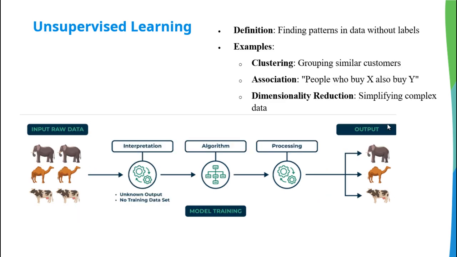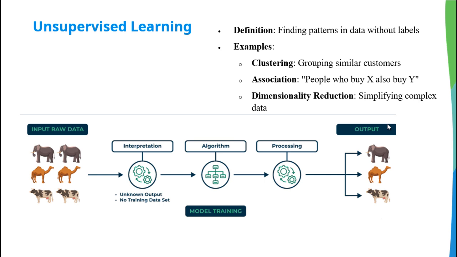So we also have unsupervised learning. This one is finding patterns in data without labels. This one is non-labeled. You can see that the input raw data here are not labeled. No elephant, no cow, whatever is given. It is called unsupervised learning. No supervisor. Nobody is monitoring the process of the labeled ones. An example is clustering, grouping similar customers together, for example, or association: people who buy X also buy Y. Or dimensional reduction.